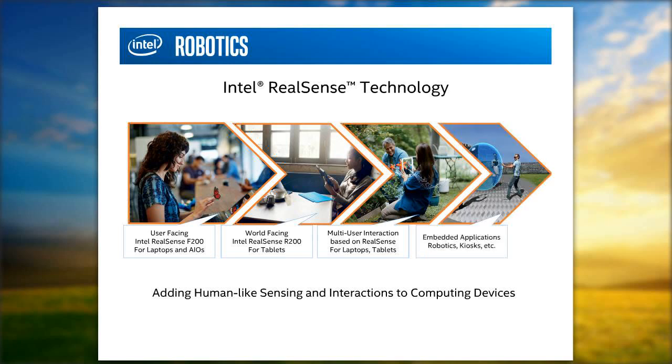But the part that I'm most excited about, and what we're here today to discuss, is how we can use some of that technology to enable robots or kiosks or other devices that exist at the end of the Internet of Things. And so I want to talk to you a little bit more about what we're doing specifically to add these human-like sensing and interaction to computing devices that would exist in ROS.